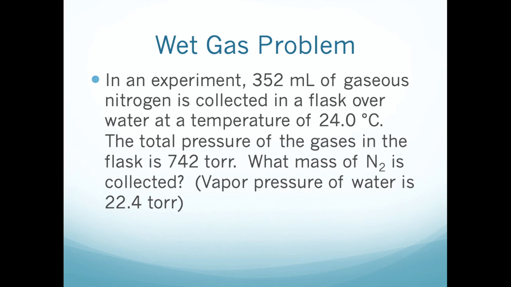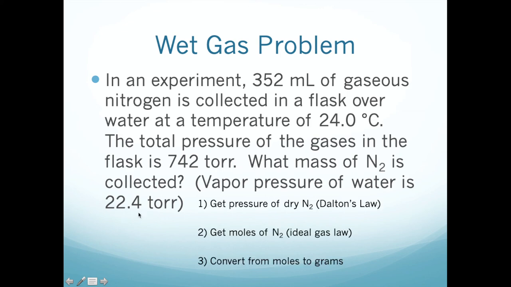Okay, so we have the volume of the nitrogen. We may want to convert that to liters. We have the temperature of the nitrogen, which we may want to convert into Kelvin. In order to figure out the mass, we probably need number of moles. So if we had the pressure of the nitrogen, we could then use our ideal gas law to solve for moles. The problem here is that this is not the pressure of nitrogen. This is the pressure of nitrogen and water. So we need the pressure of just the nitrogen. Now we're told that at 24 degrees Celsius, the vapor pressure of water happens to be 22.4 torr. So that's going to help us in our first step.